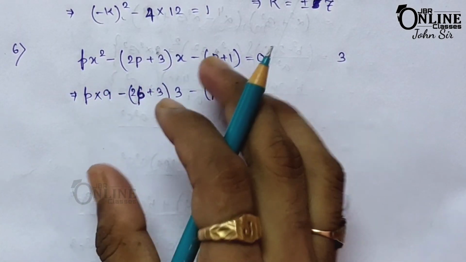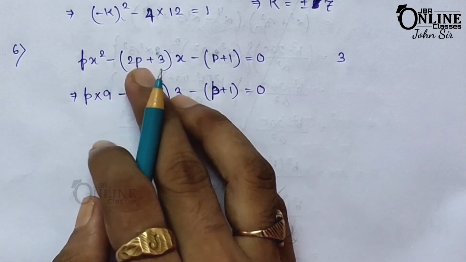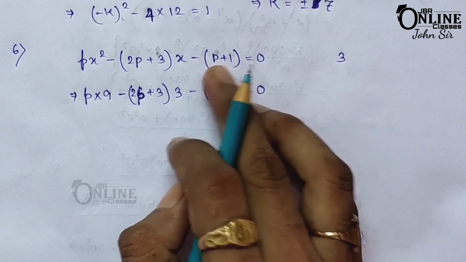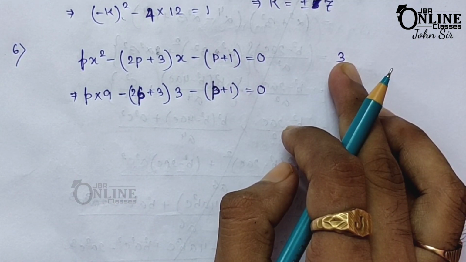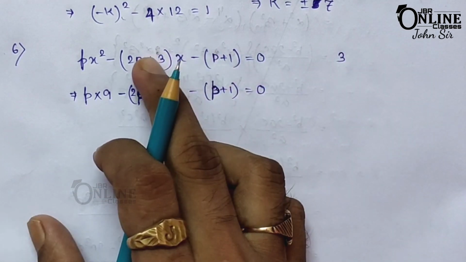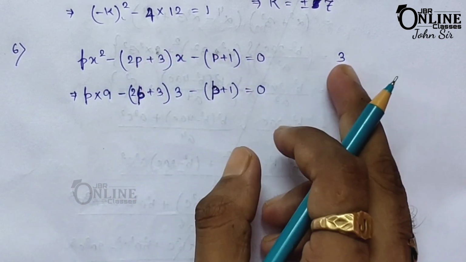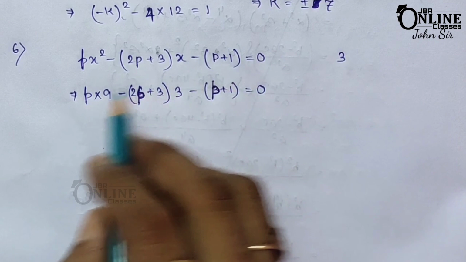Now sum number 6. If one root of the equation px square minus 2p plus 3x minus p plus 1 equals 0 be 3, then find p and also the other root. So as here 3 is one root of this equation, that means definitely 3 will be the value of x. So instead of x you can write down 3 here.